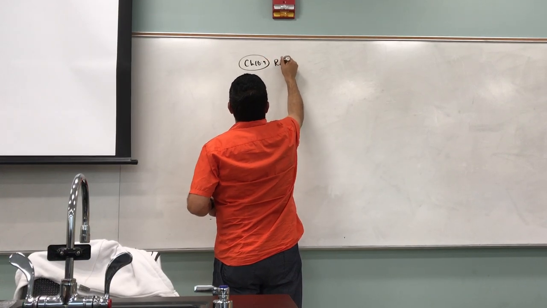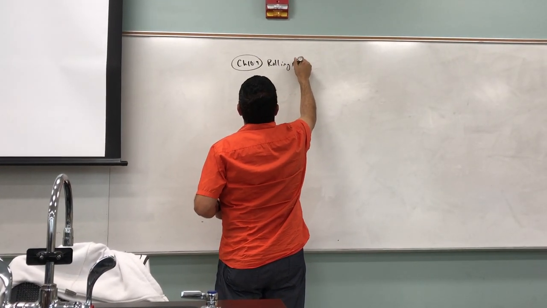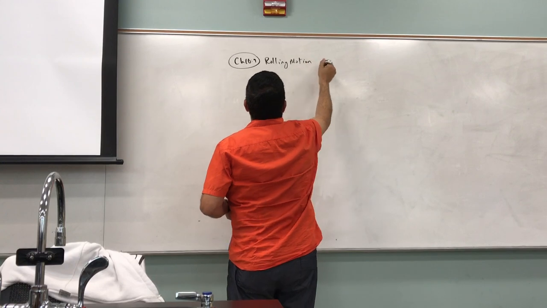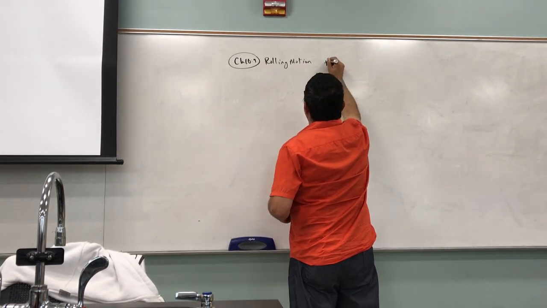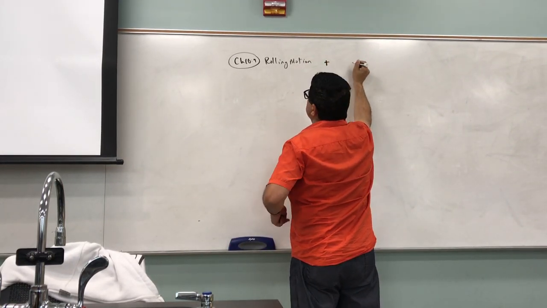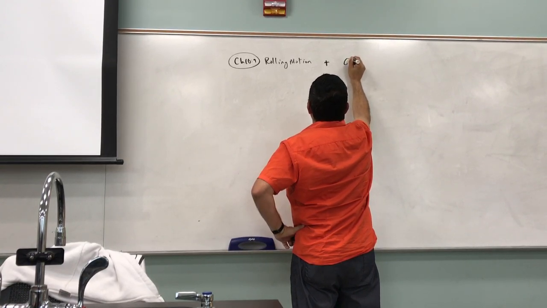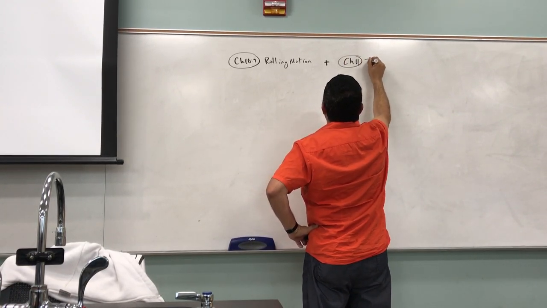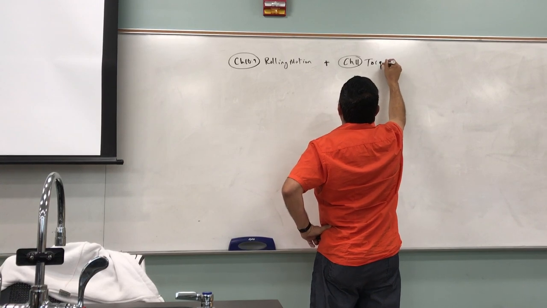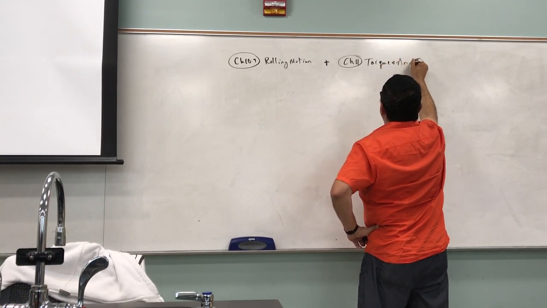We're finishing rolling motion, and then we start chapter 11, which is torque and angular momentum.